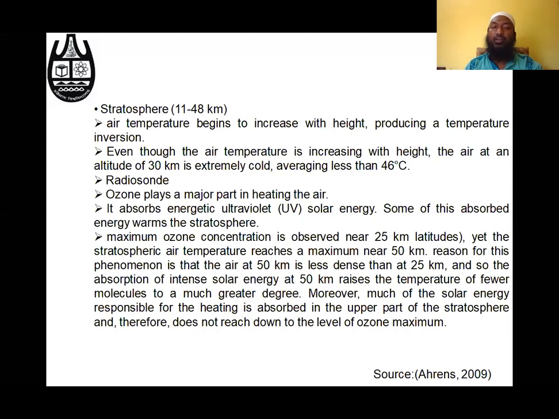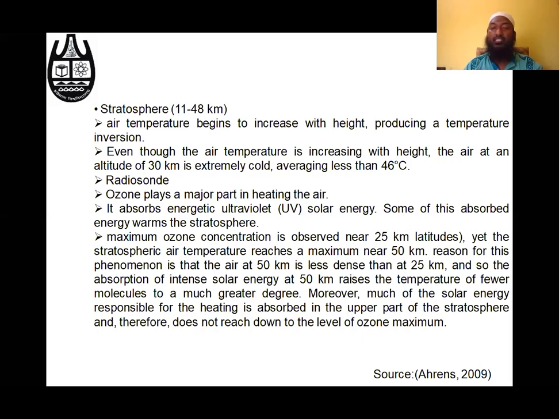And it absorbs. The stratosphere is very important, which we will discuss in the ozone composition also, because it protects us from the ultraviolet rays of the sun, which are very harmful for living things. Maximum ozone concentration is observed at 25 kilometers. That is about half of the atmosphere, and yet the atmospheric air temperature reaches a maximum near 50 kilometers.